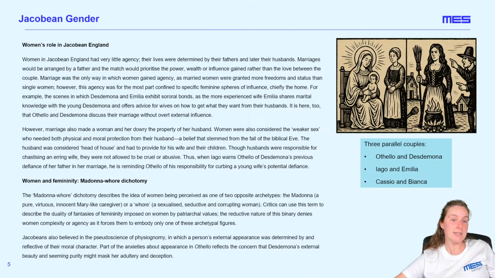For example, the scenes in which Desdemona and Emilia exhibit sororal bonds, as the more experienced wife Emilia shares marital knowledge with the young Desdemona and offers advice for wives as to how to get what they want from their husbands. It is here too that Othello and Desdemona discuss their marriage without overt external influence. So it is in these kind of internal scenes that Desdemona and Emilia can speak more frankly with each other, and Emilia can speak knowledgeably as a married and established woman about how they can access power within their sphere.